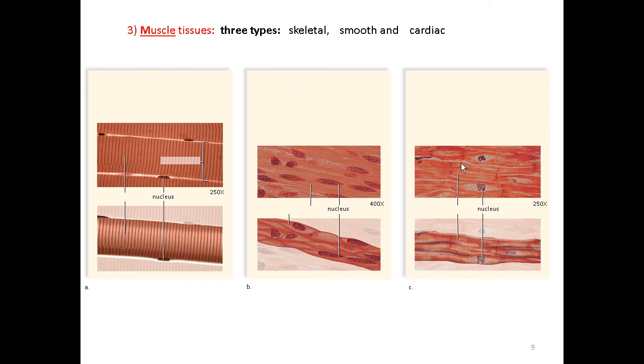So you can probably start to guess which one's which. So you want this to beat regularly. So the last one here is cardiac. The middle one is smooth, and the first one is skeletal.